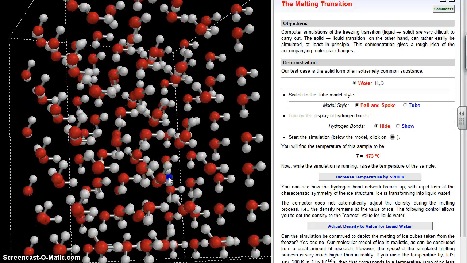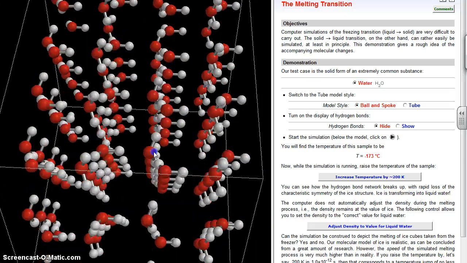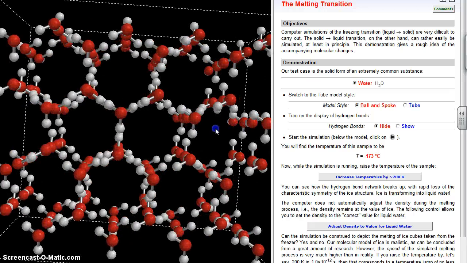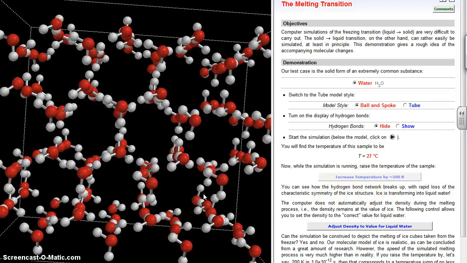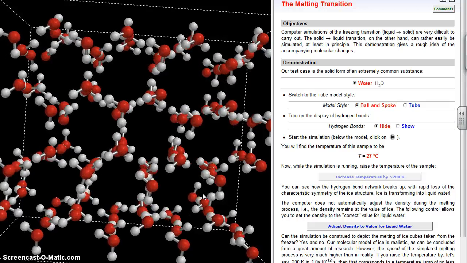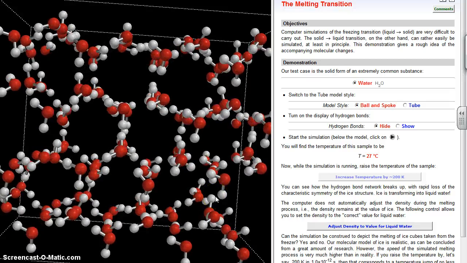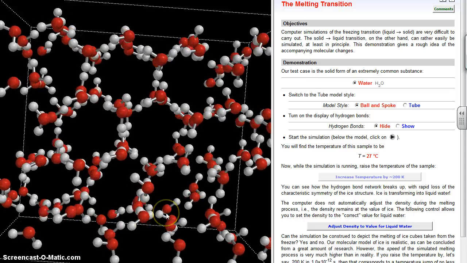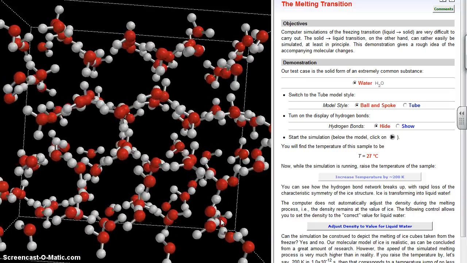arrangement, a very predictable pattern. We can turn it all sorts of different ways and see patterns of symmetry. And if we go ahead and warm this up, we'll see that as it gets warmer, these water molecules begin to move around a little bit more. They vibrate a little bit more rapidly, and they begin to leave their pattern. And what we're watching right here is actually ice that's melting.